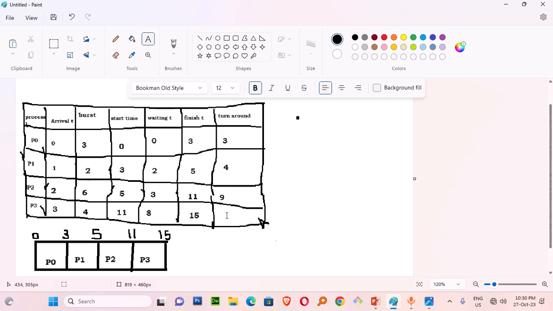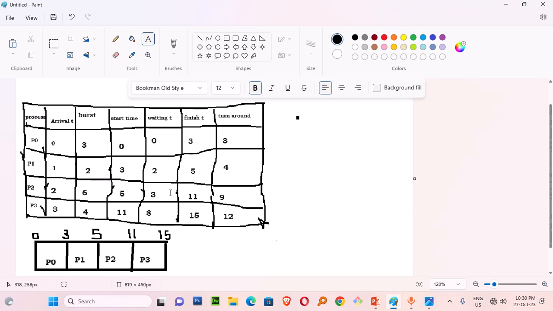We go to process number 3 as the last. The finish time for process number 3 was 15. So 15 minus 3 is equal to 12. So the turnaround time is equal to 12.